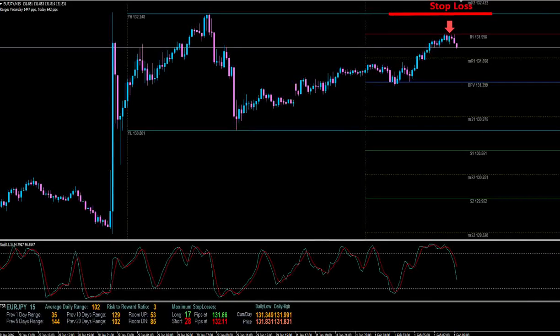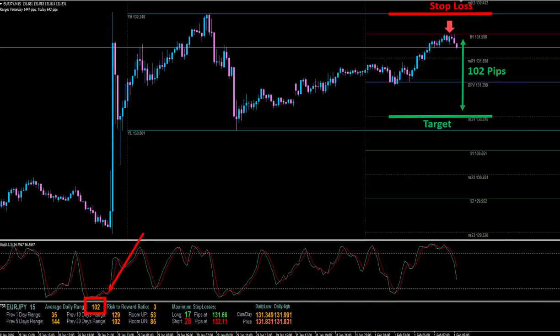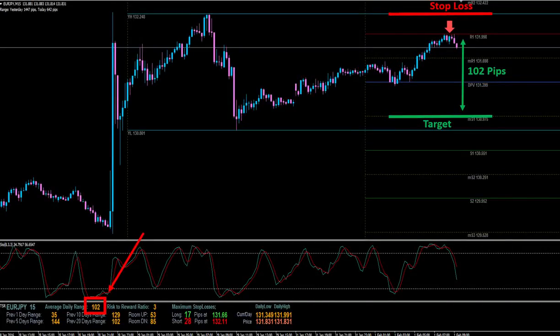The next thing that you will look at is this number over here, which is your average daily range. Since it's 102 pips, look to set your target as close to 102 pips as possible. So when we mark it on our chart from our entry point, we're able to see that it is closest to this line, and hence we'll be using this level as the target. So there you have it. Setting stop loss and targets for this system is really simple.